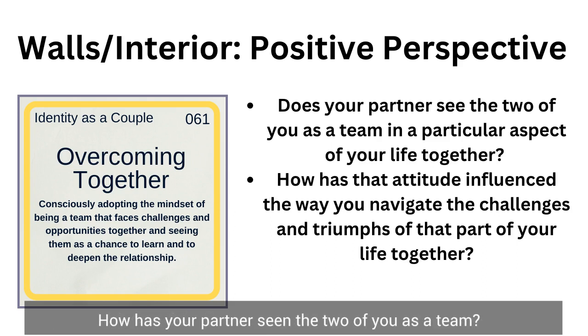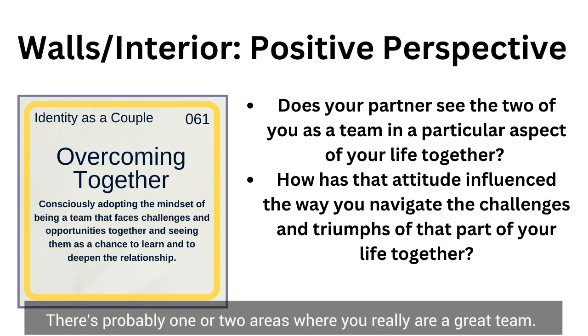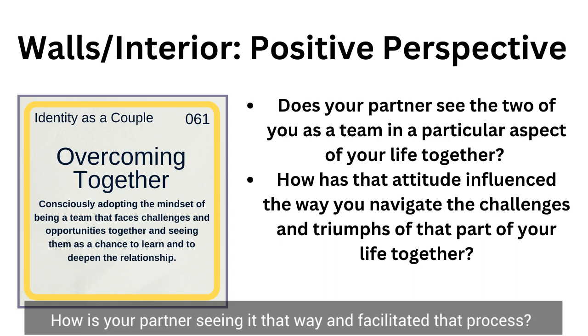So, how has your partner seen the two of you as a team? And pick one particular aspect of your life together. Most people don't do this across the board. There's probably one or two areas where you really are a great team. How has your partner seen it that way and facilitated that process?